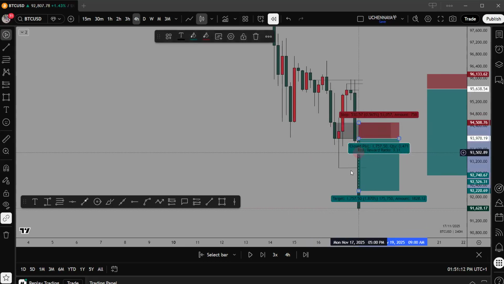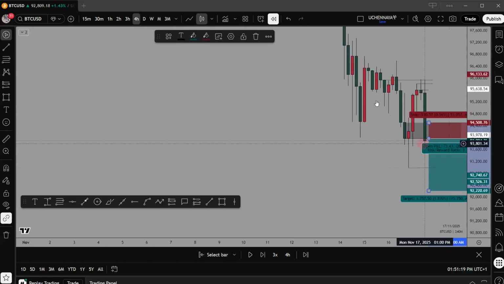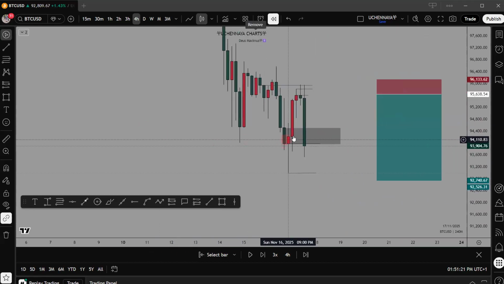If we're looking to buy, hold on. If you were looking to buy, let's remove this.